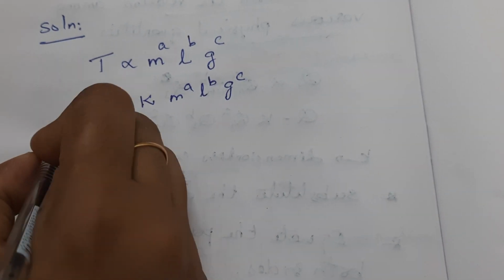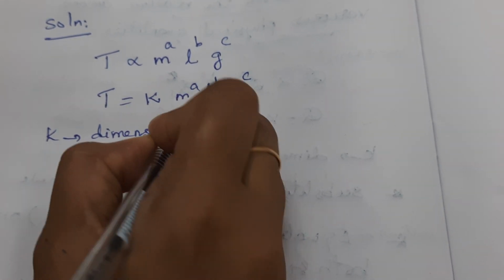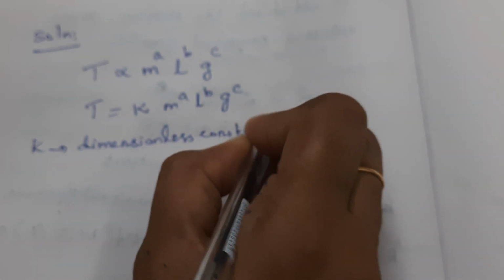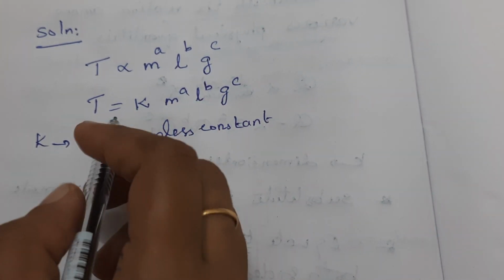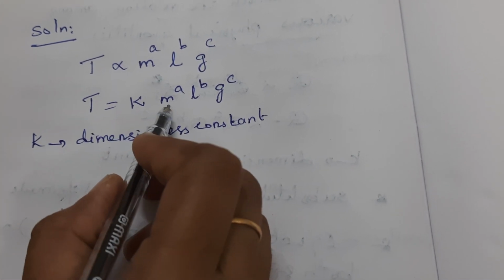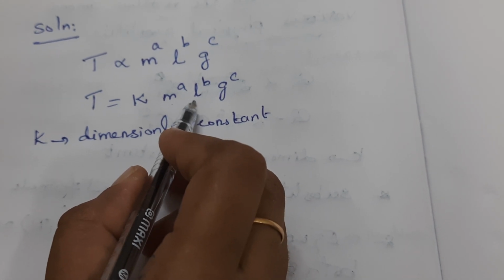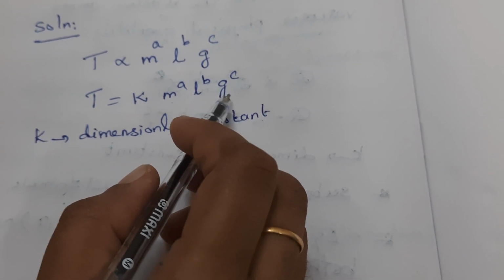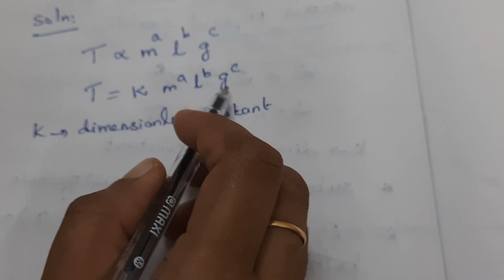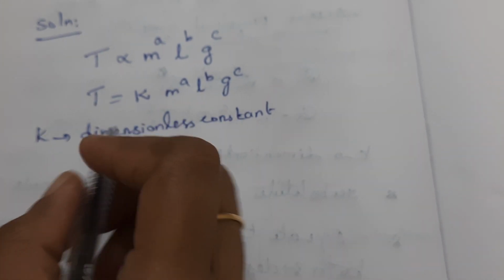So k is a dimensionless constant. And dimensional formula for T is T. Dimensional formula for m is M. Dimensional formula for length is L. Dimensional formula for acceleration due to gravity is LT raised to minus 2. So substitute the dimensional formula in these equations.